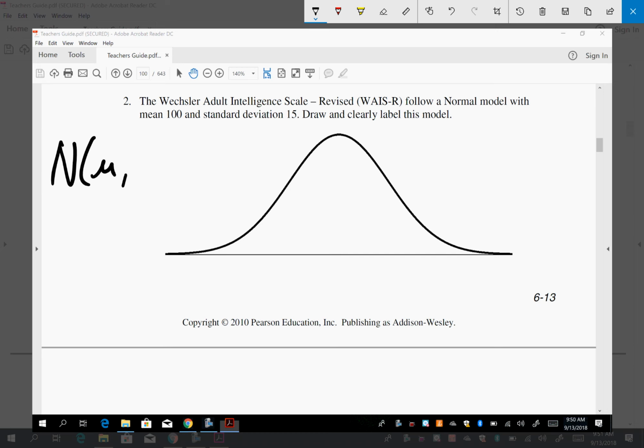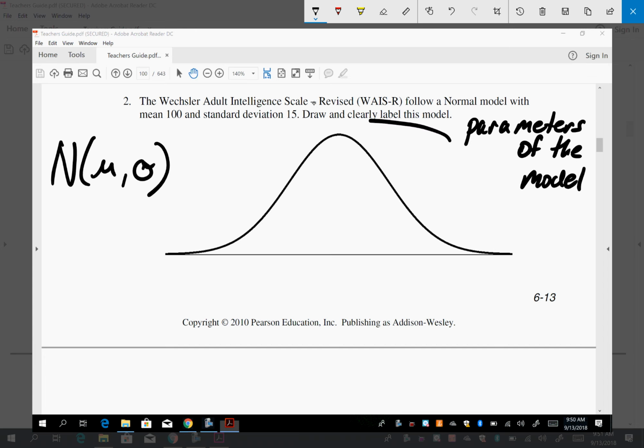Mu and sigma. So you'll notice I wrote a capital N. What does the capital N stand for? Normal model. And then the next things that come after it are the mean and the standard deviation, where I use the notation mu and sigma. All right, that's the notation. Those are called the parameters of the model. I'll write that down. The parameters of the model. That's what these are.